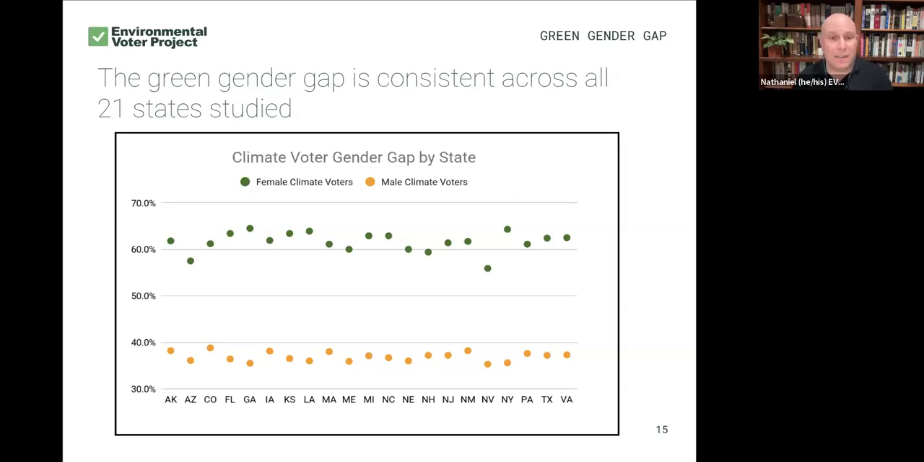In Nevada, it had the smallest gap. It was 21 percentage points. In Georgia, it was the largest, 29 percentage points. But still, that's pretty darn consistent across all of those states. So this isn't being driven by one geography.